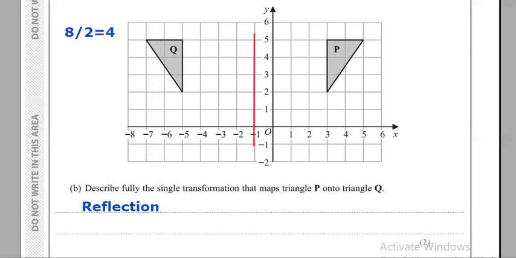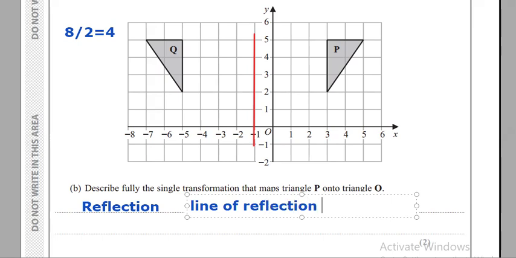Now you have to describe the line of reflection by telling the equation of this line. This line is crossing which axis? Very good, the x-axis. So this means the line of reflection is x equals, because it's crossing the x-axis, you have to say x equals like this. And it's crossing the x-axis at -1. This means that x equals -1. And this is how you describe fully the transformation that maps shape P onto shape Q. Remember that. If you say reflection, you have to describe the line of reflection, and that's the whole idea of reflection.